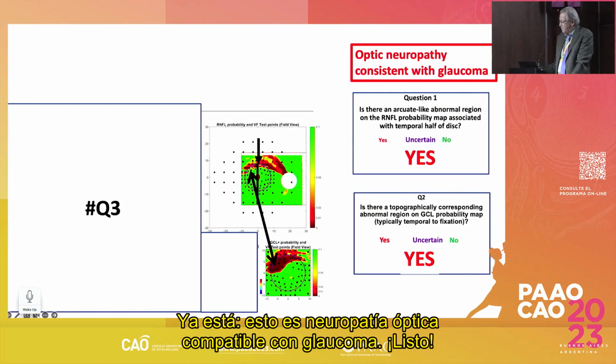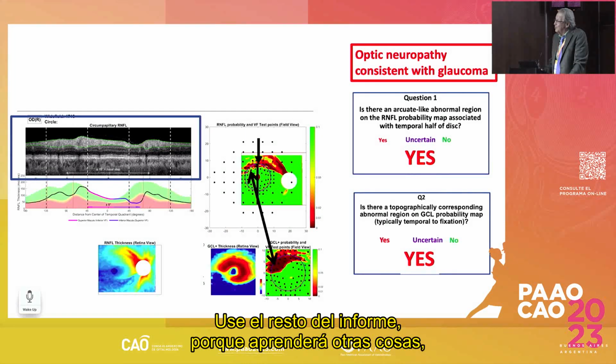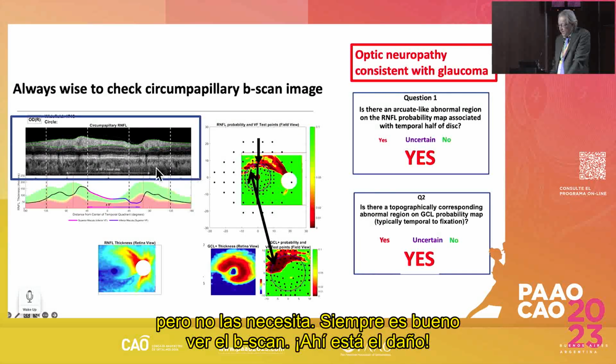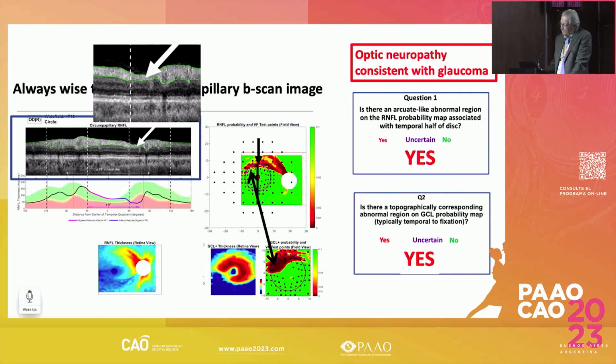This is optic neuropathy consistent with glaucoma. You're done. Now, make use of the rest of the report because you can learn other things, but you don't need it, right? It's always good to look at the B scan. There's the damage. You can actually see the damage on the B scan. There it is, blown up.